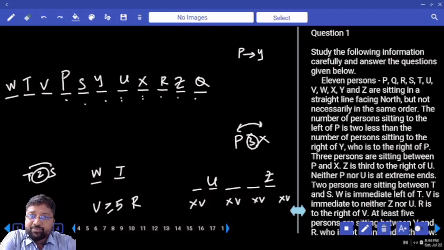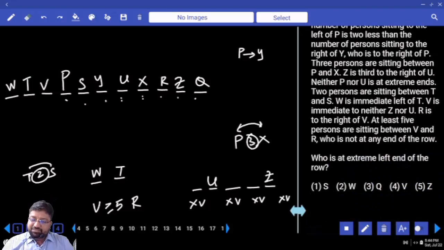Why should you do it? Because this is only on seating arrangement. Moreover, everybody is facing the same direction. Do you have anything extra to distribute, like 11 different colors or 11 different cities? No, nothing like that. Only seating arrangement and everybody is facing the same direction. So this question we must do in the exam. Is this clear?